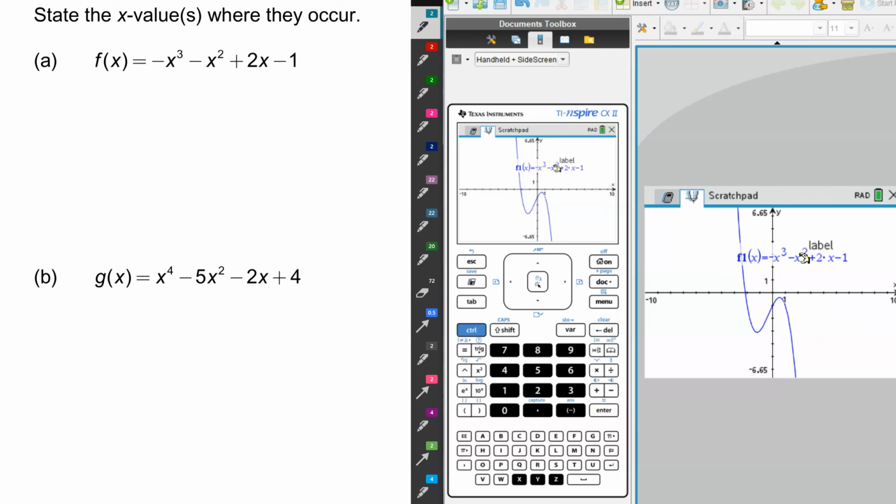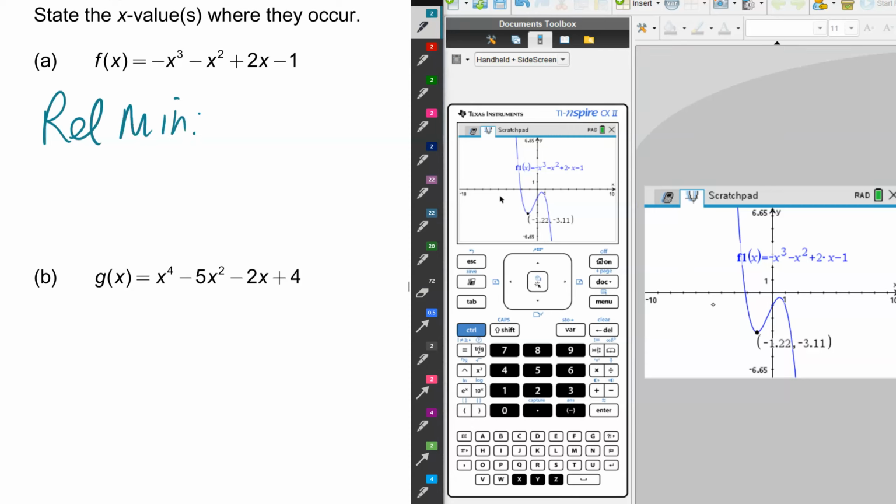Menu. Analyze graph. Minimum. Okay. Cool. Menu. Analyze graph. I'm looking at the relative min. So this is not something I could have you do without a calculator. So the relative min occurs at negative 1.22, comma negative 3.11.